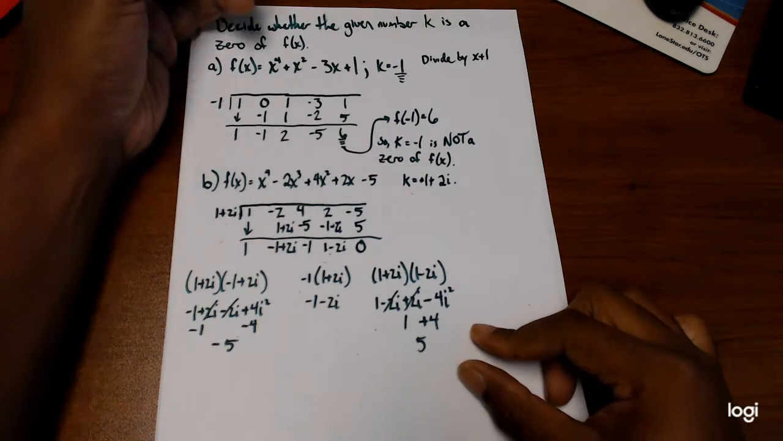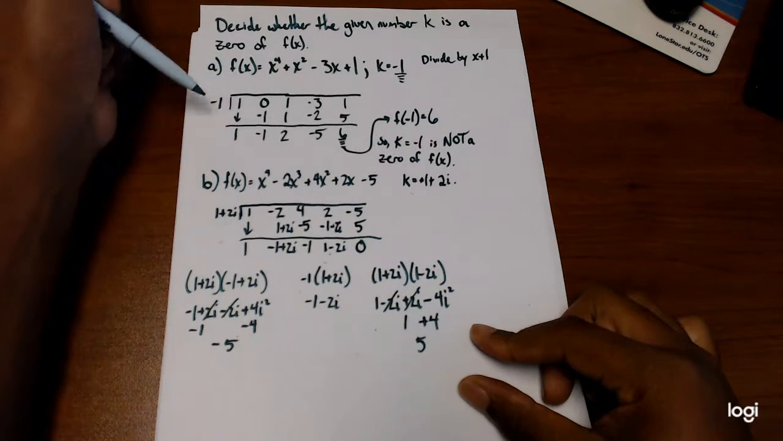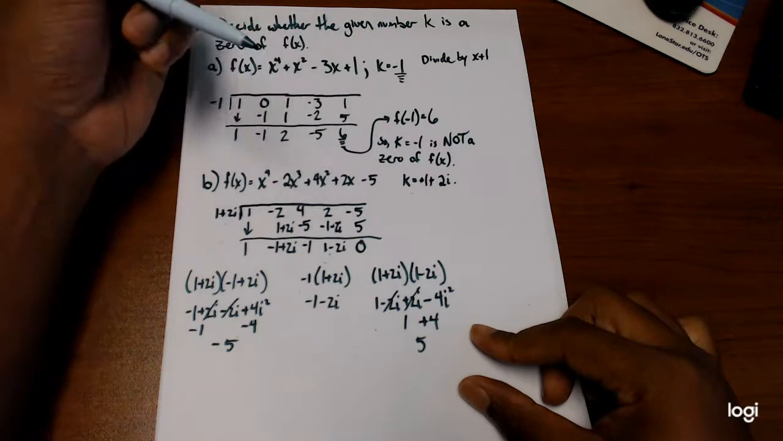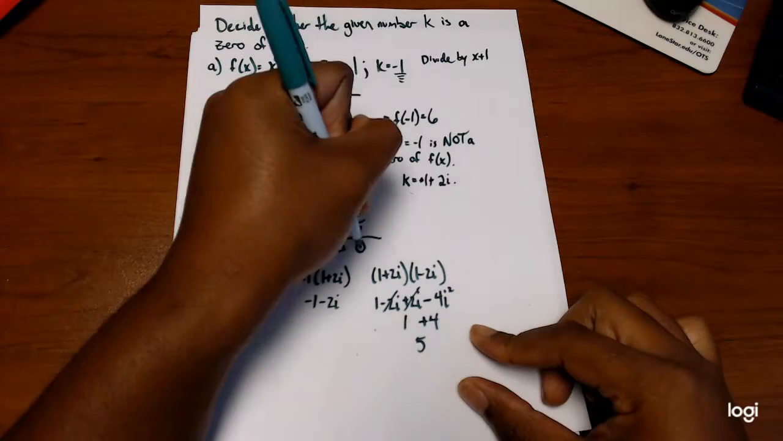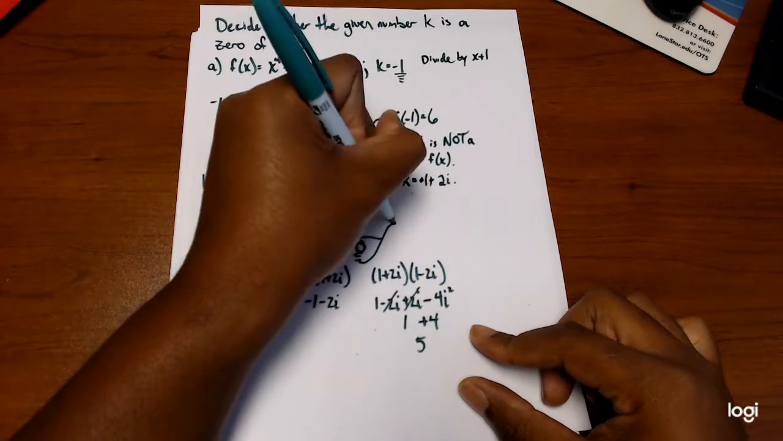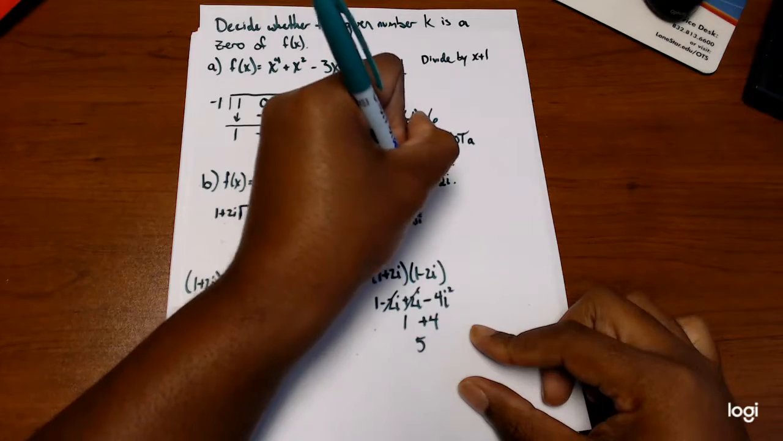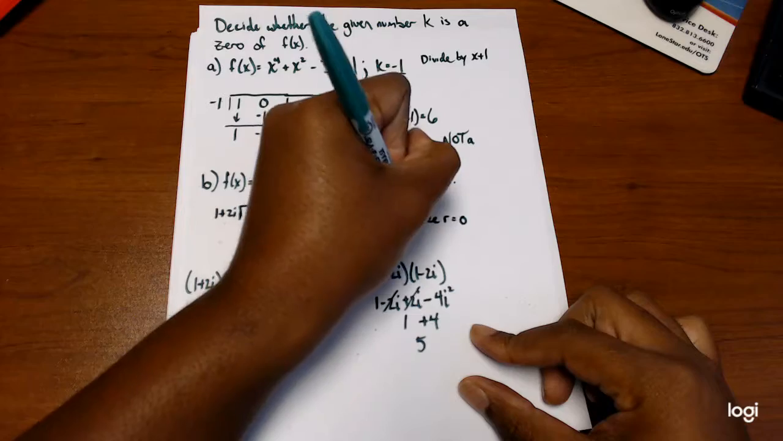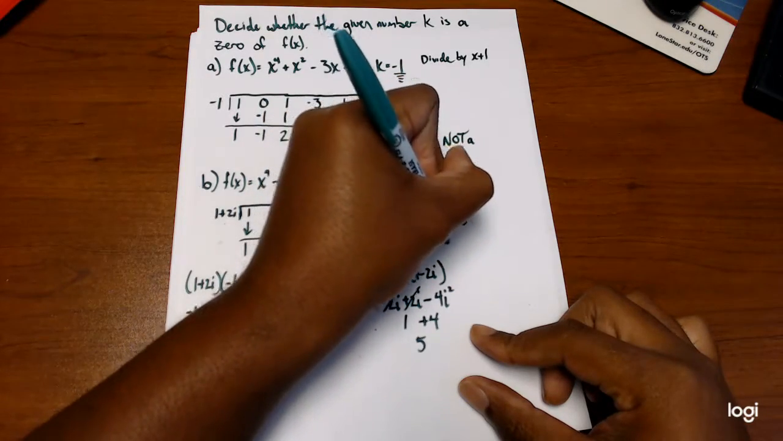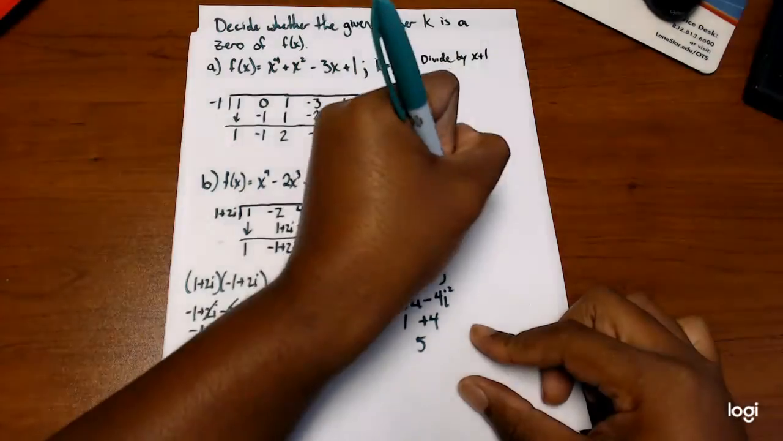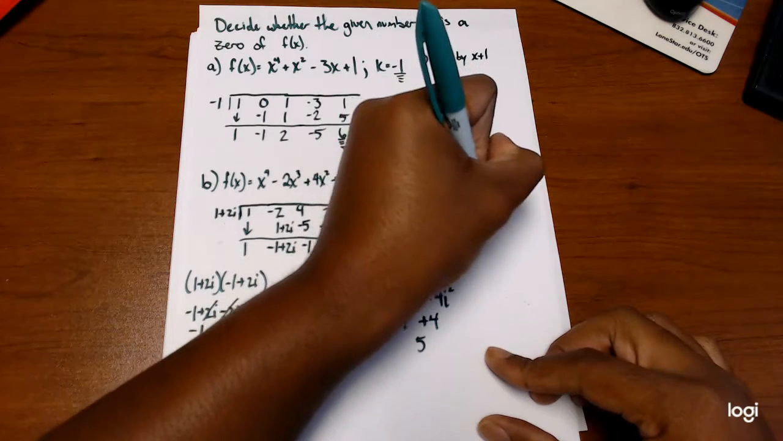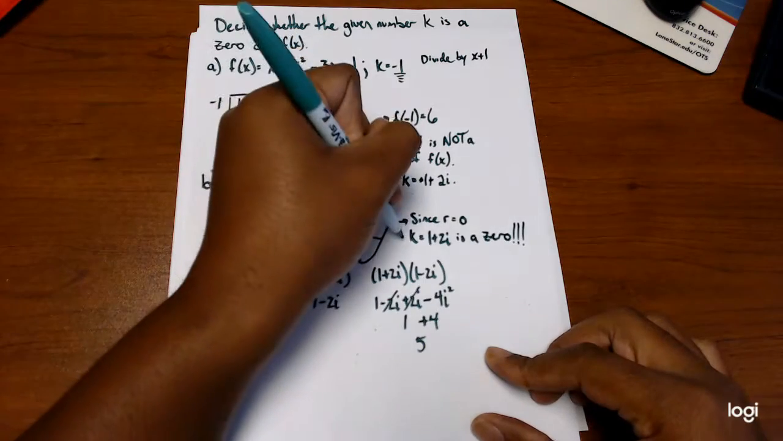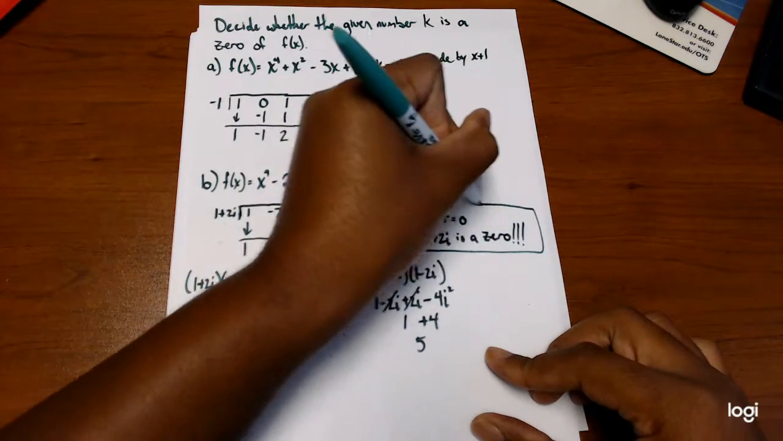Remember the last one, we said that negative 1 is not a 0 because we had a remainder of 6. Well, this time we actually have a remainder of 0. So we can say, since the remainder is 0, k equals 1 plus 2i is, in fact, a 0. That's it. And that's what we're looking for here.